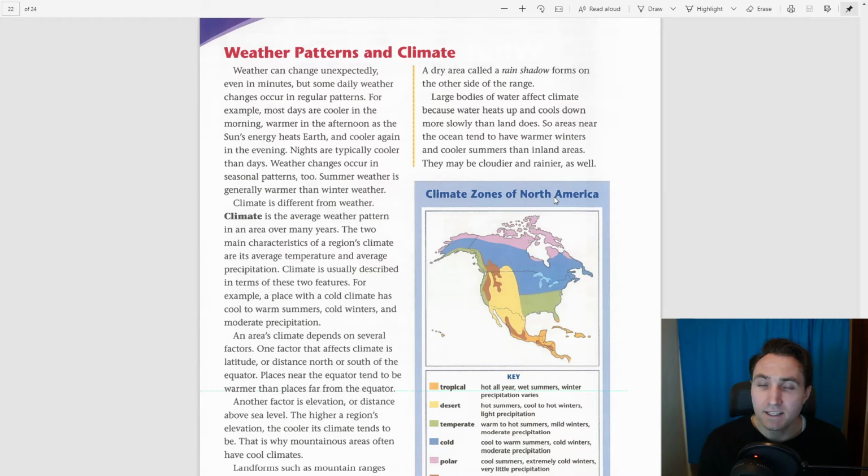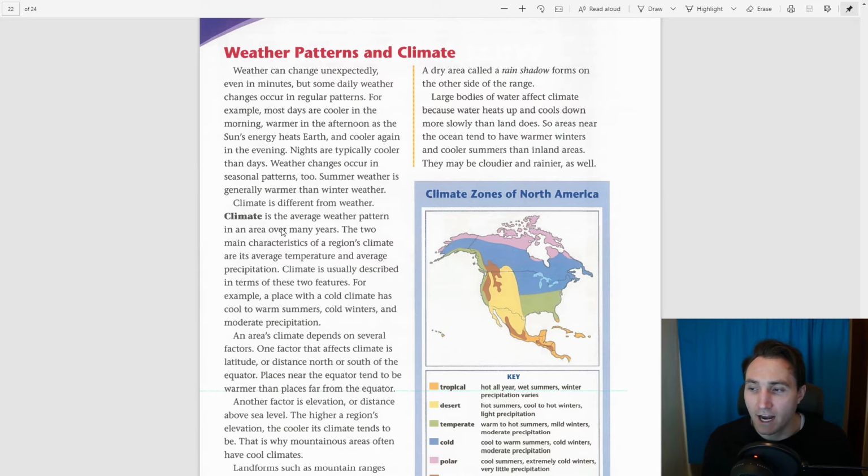Okay, now climate is different from weather. Climate is the average weather pattern in an area over many years. The two main characteristics of a region's climate are its average temperature and average precipitation.